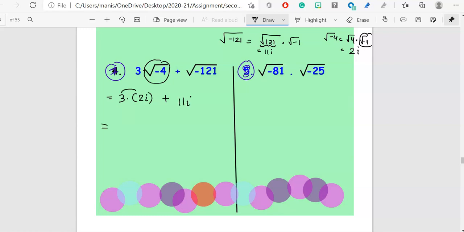So I will multiply this. 3 times 2 gives me 6i, and this is my 11i. Do you see both of these are like terms? Yes. So your answer is 17i. This is the answer over here.